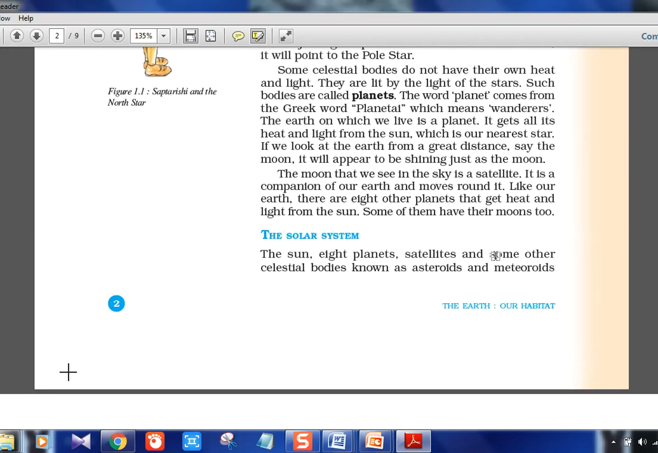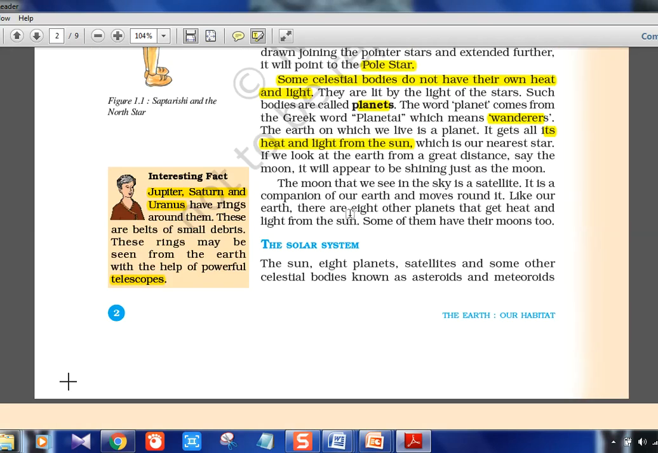The moon that we see in the sky is a satellite. It is a companion of our Earth and moves around it. Okay, so the moon is a satellite.